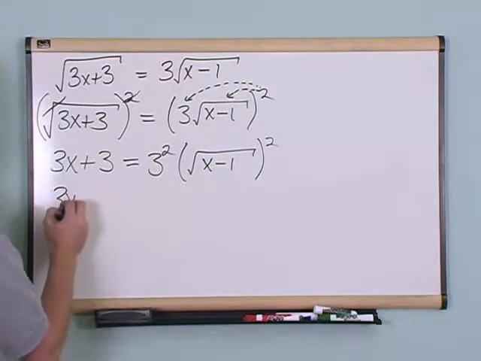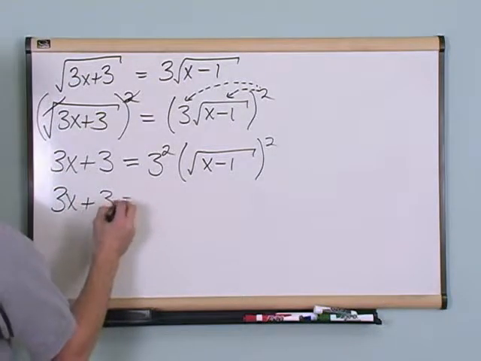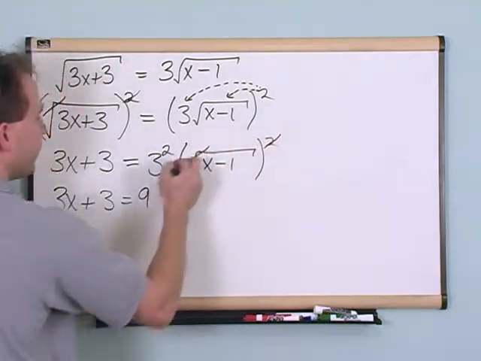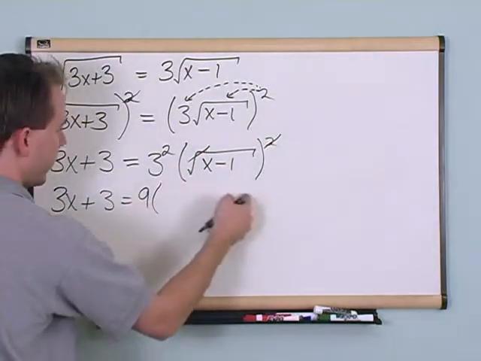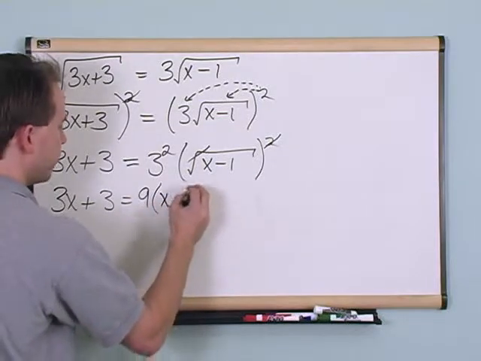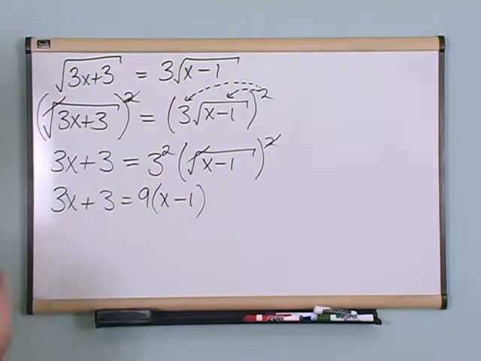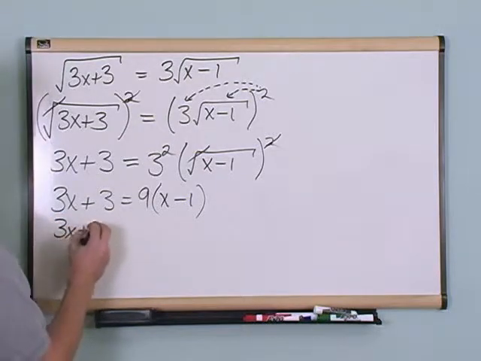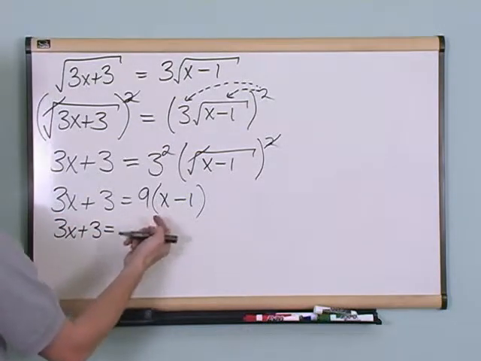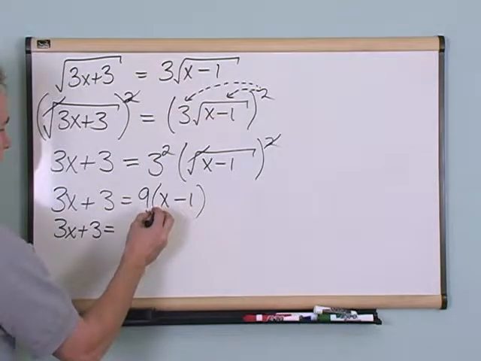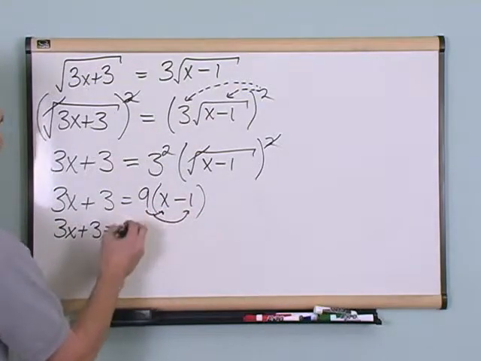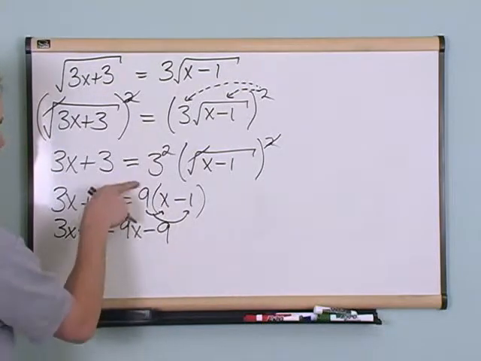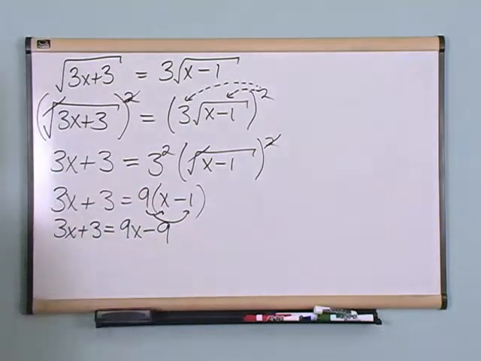Just continuing from the left, 3 times 3 is 9. In this term, the square cancels with the square root, so when I write the parentheses, I'm just left with x minus 1 here. So now I'm making progress. This is looking a lot simpler. So I can continue: 3x plus 3 equals, I distribute this 9 in like this, so I've got 9x minus 9. 9 times x gives me 9x, and 9 times negative 1 gives me negative 9.